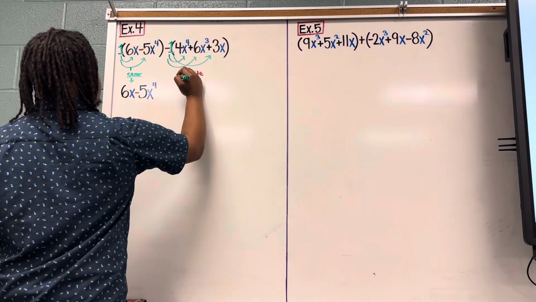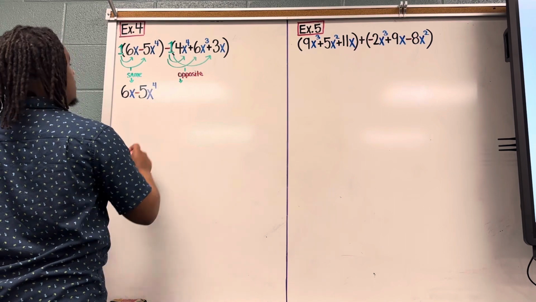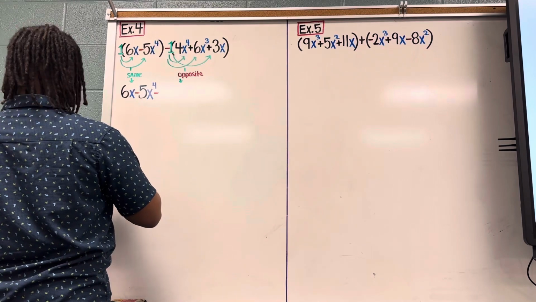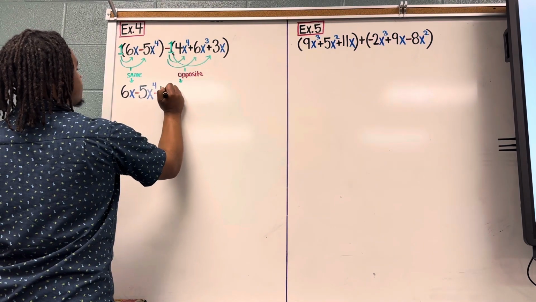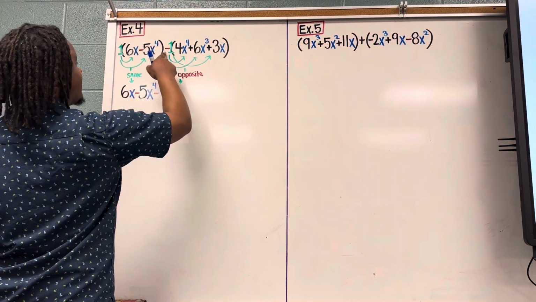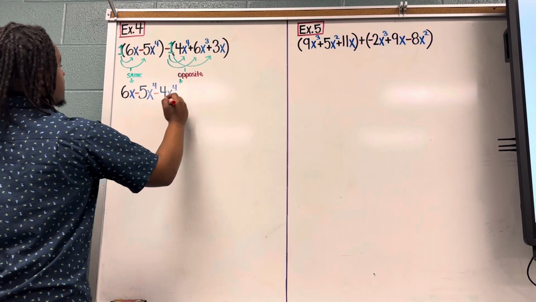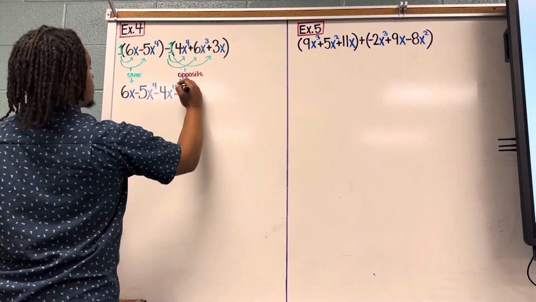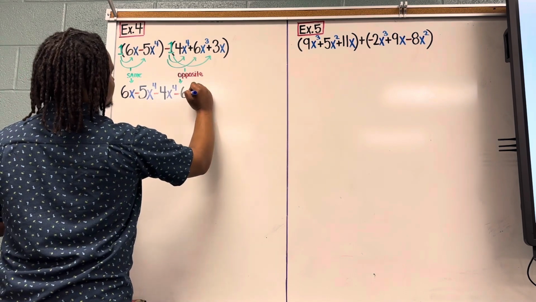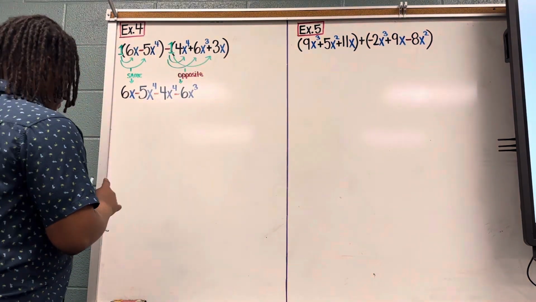So let's go ahead and do that. The opposite of positive 4x to the 4th power is a negative 4x to the 4th power, or negative 1 times 4x to the 4th power is negative 4x to the 4th power. Negative 1 times a positive 6x to the 3rd power is negative 6x to the 3rd power. And then negative 1 times 3x is a negative 3x.